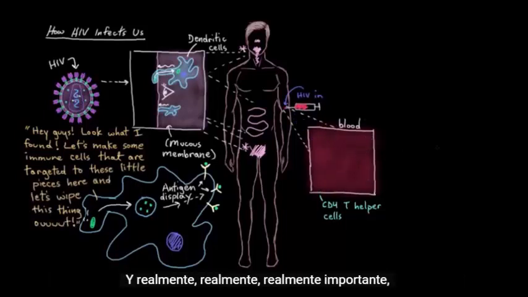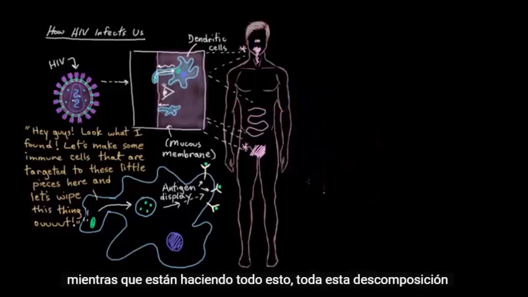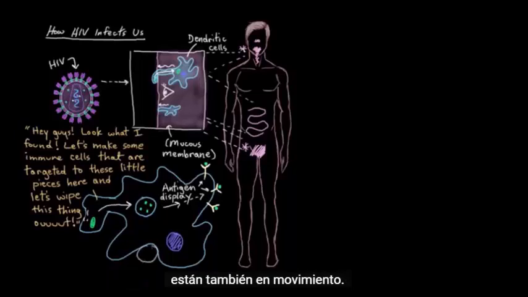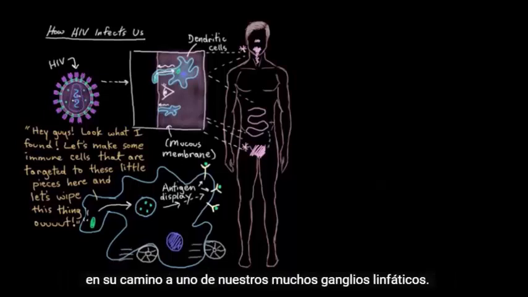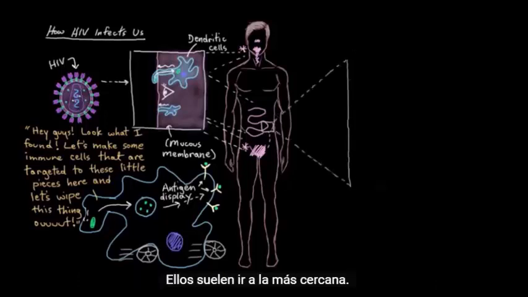And really, really, really importantly, while they're doing all this breakdown and displaying of foreign invader antigens, they're also on the move. They've sort of picked up shop and they're already on their way through the bloodstream or through the lymphatic system on their way to one of our many lymph nodes. They usually go to the closest one.